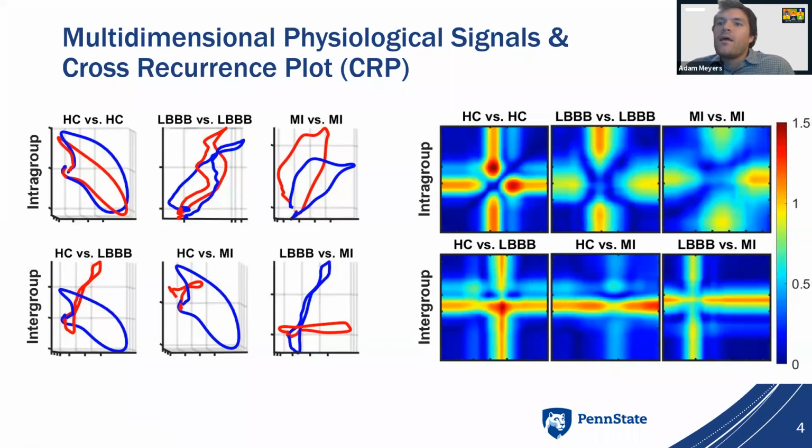groups. On the right-hand side, these are the cross-recurrence plots of the same signals shown on the left-hand side. I'll go over the cross-recurrence plot in a little more detail later, but essentially this is just a heat map of spatial distances between the points in the VCG signals, Euclidean distance. Blue means that the points are close in distance, and red means that they're very far away in comparison.